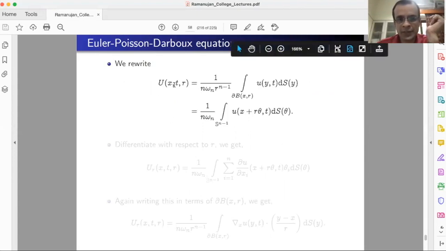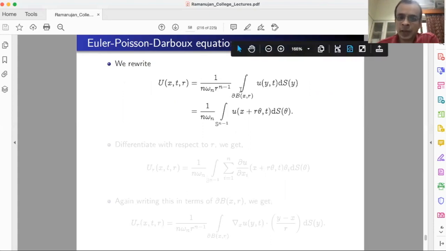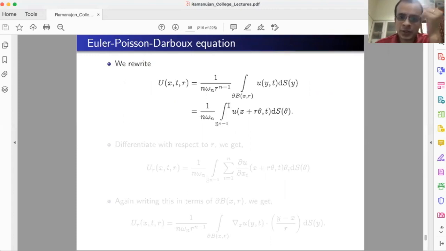So you have u of x comma t comma r is the spherical mean. This is 1 over n omega n r to the n minus 1, so it's going to be the reciprocal of the surface area, dB of x comma r, u of y comma t, ds of y. Now I want to differentiate this quantity with respect to r. And in the context of the Laplace equation that we saw, this is the same trick.